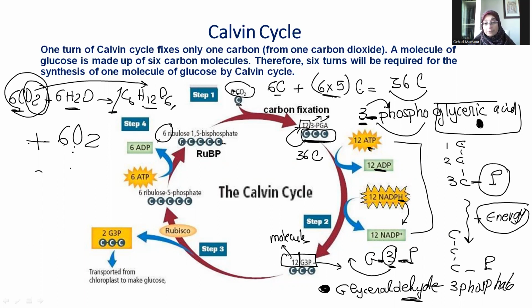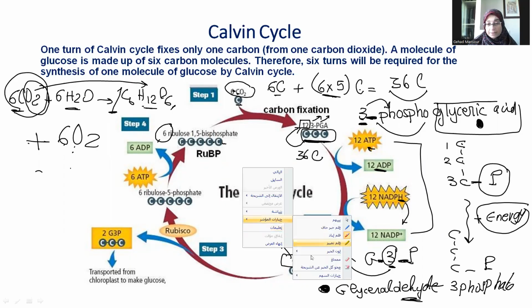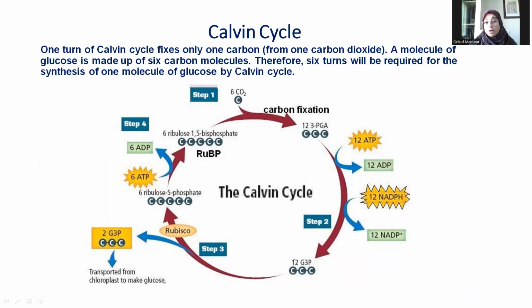How does this happen? Let's first erase all the editing on the screen. The 12 glyceraldehyde 3-phosphate molecules will just give rise to how many glucose molecules? 2 only. What about the 10? If you remove 2 glyceraldehyde 3-phosphate molecules from 12 glyceraldehyde 3-phosphate molecules, you would get the remainder. The remainder is 10 molecules of glyceraldehyde 3-phosphate. Where are they on the Calvin cycle? This is one question.